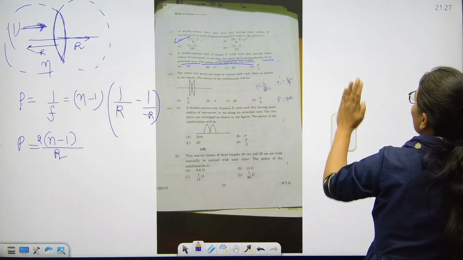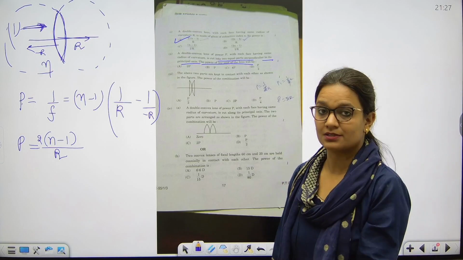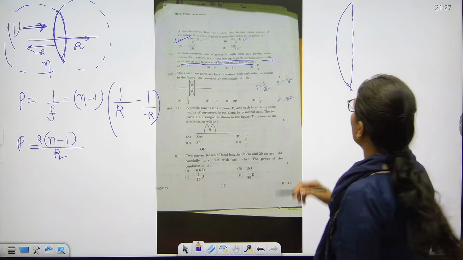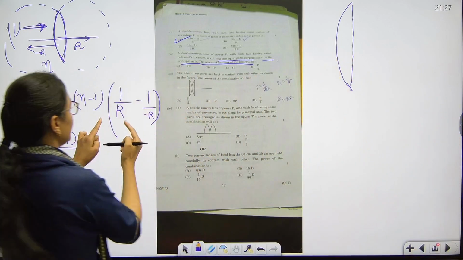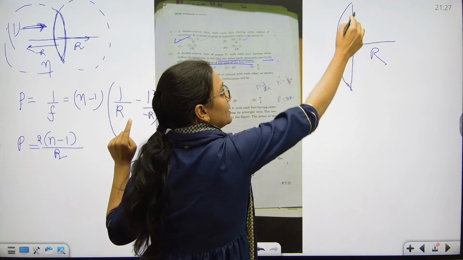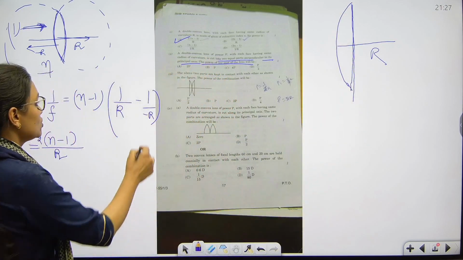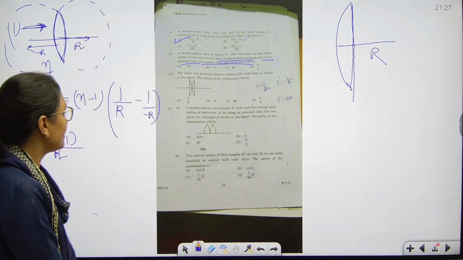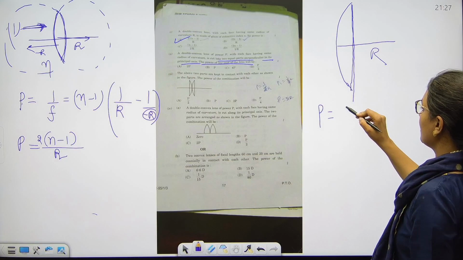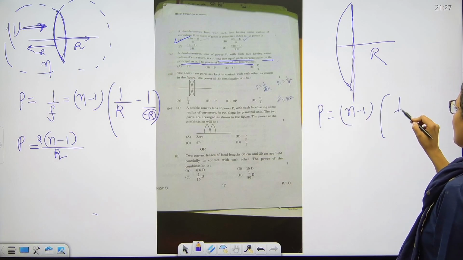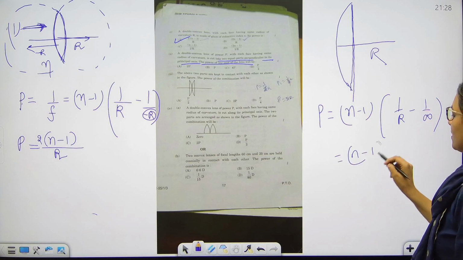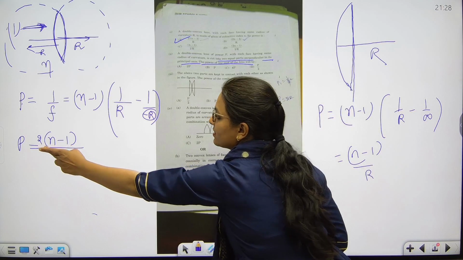So what will be the power of one part of the lens? When you cut it, one part will be like this, yes or no? In the same formula, one R will remain as it is, but the second face is the straight face. So this portion will become infinity. So the power will be the same formula, n minus 1, 1 upon R minus 1 upon infinity. This will become 0, so it will be n minus 1 divided by R. Initially we had this one, now we have this one.